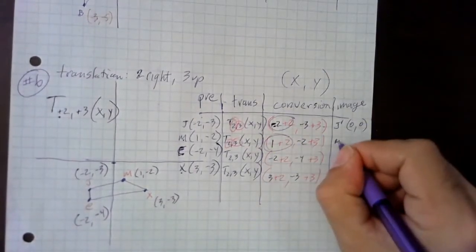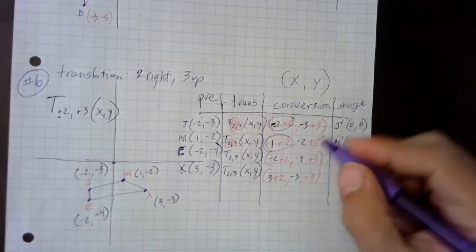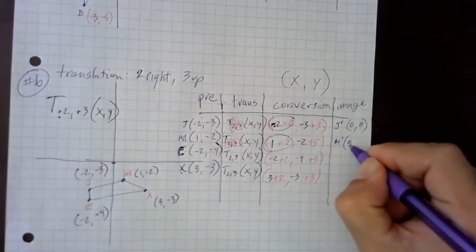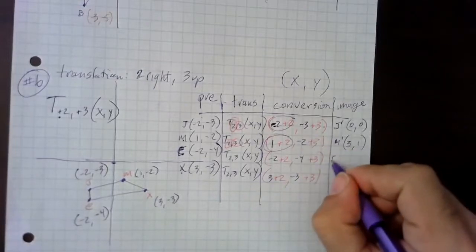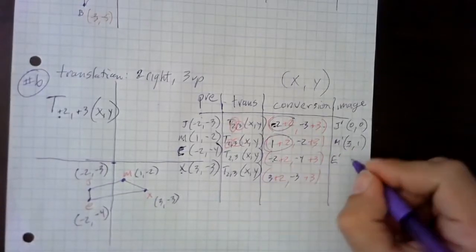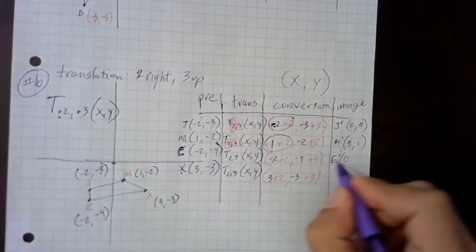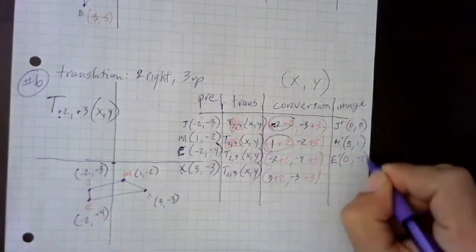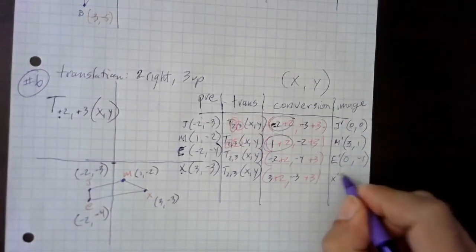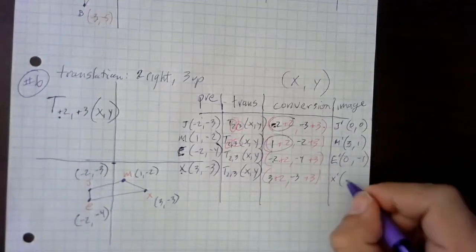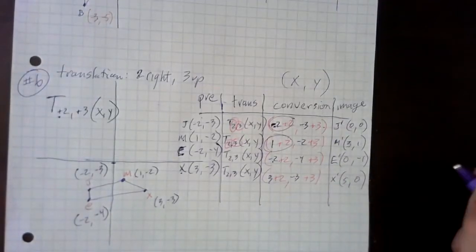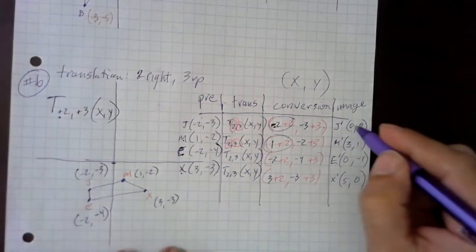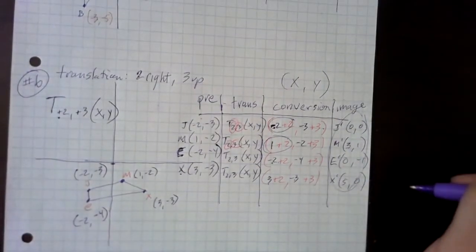That's all we're doing. M prime, 1 + 2 is 3. -2 + 3 is 1. All right. E prime, -2 + 2 is 0. -4 + 3 is -1. That's E prime. X prime, 3 + 2 is 5. -3 + 3 is 0. All right, so we got a lot of zeros in there, but we got some ones, we got different values. Those are the images, and that's where we're going to draw our new image.